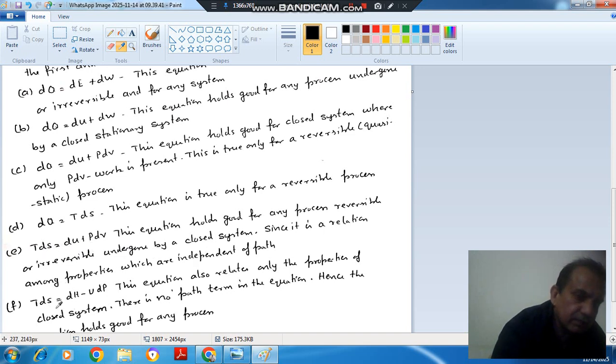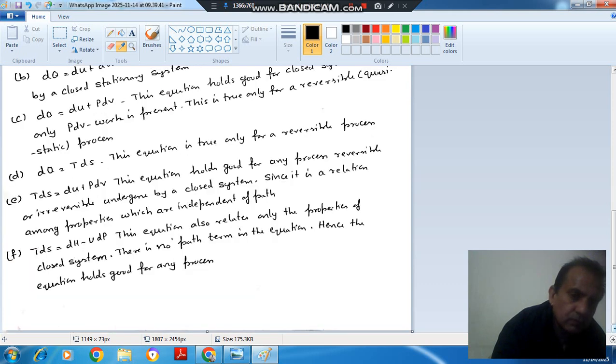Similarly, TdS is equal to dH minus VdP. This also relates only the properties of the closed system. So there is no path term like dQ or dW. We have put the value of dQ, that is TdS, and we have put the value of dW as PdV. So there is no path relation, where we have defined the path. There is only the property relation now. Hence the equation holds good for any process.